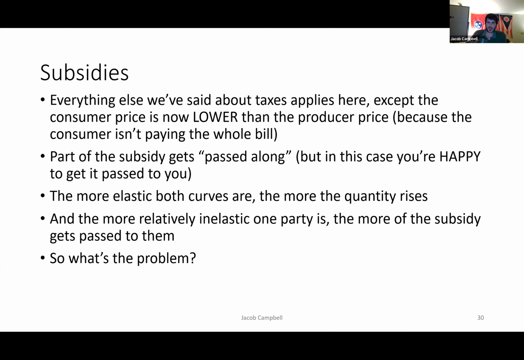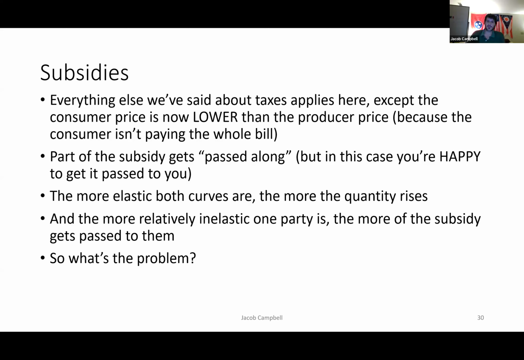Now, everything else we've said about taxes applies here, except the consumer price is now lower than the producer price because the consumer isn't paying the whole bill. Part of the subsidy will get passed along, although in this case, you're happy to get it passed to you. You want more of it to get passed to you.